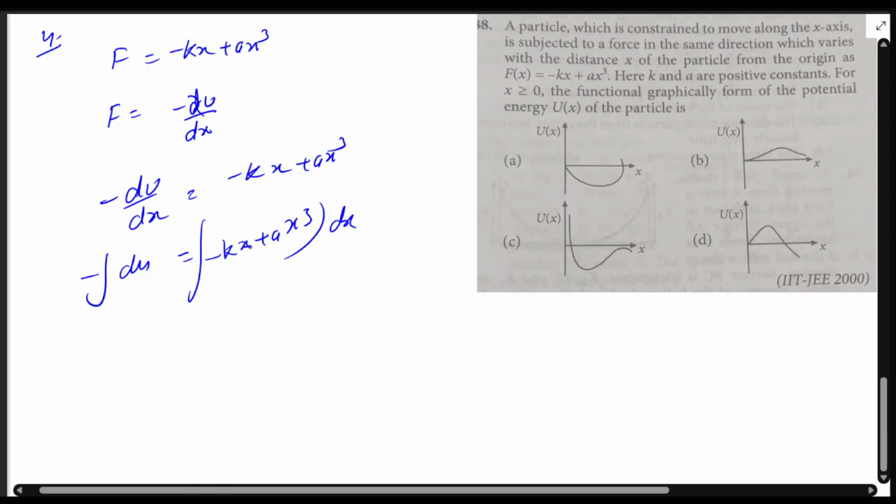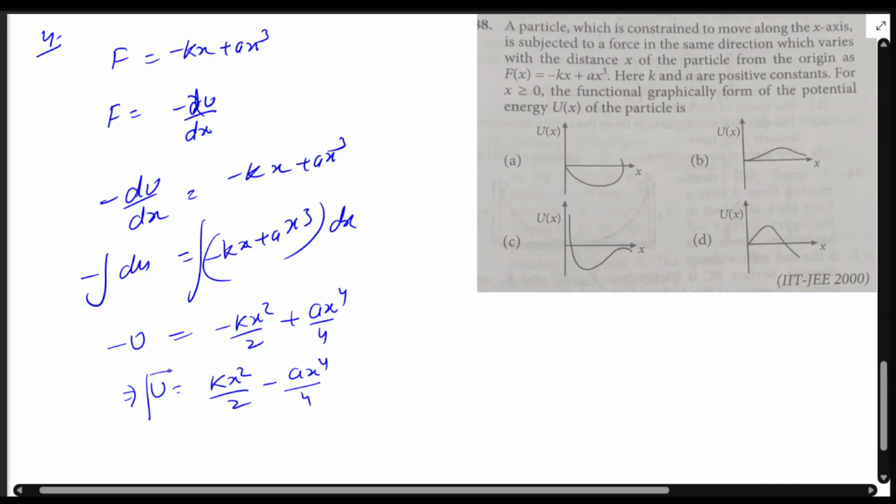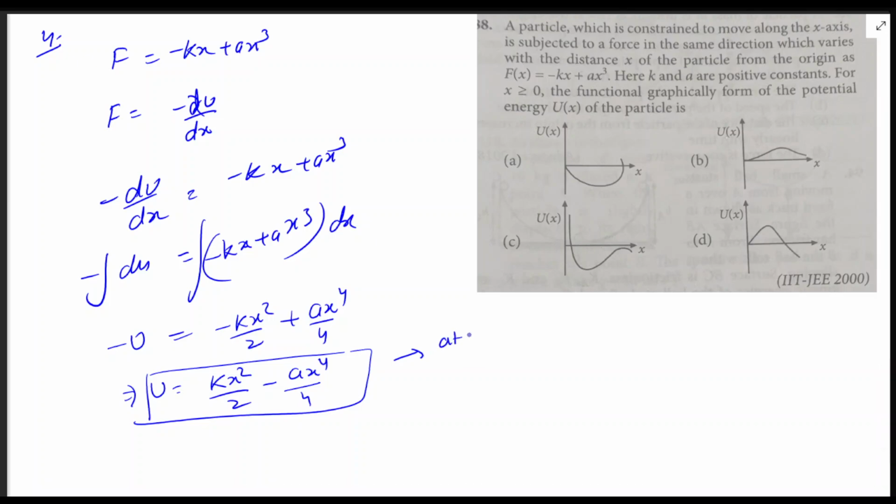This is minus kx. Okay, so we'll get minus kx square by 2 plus ax to the power 4 by 4, and this will be minus u. So we will have u as kx square by 2 minus ax to the power 4 by 4, right? Now we have to make the graph. We have to understand this. So we know at x equal to 0, u will be 0. So this option is wrong, right?